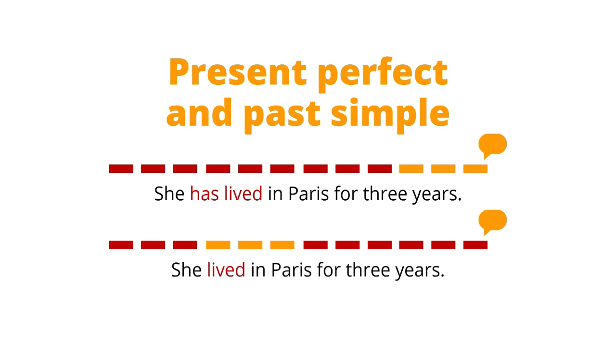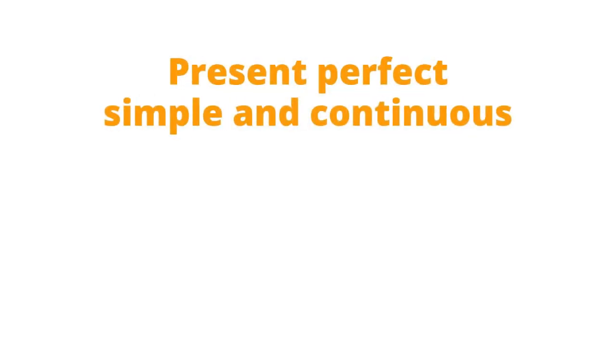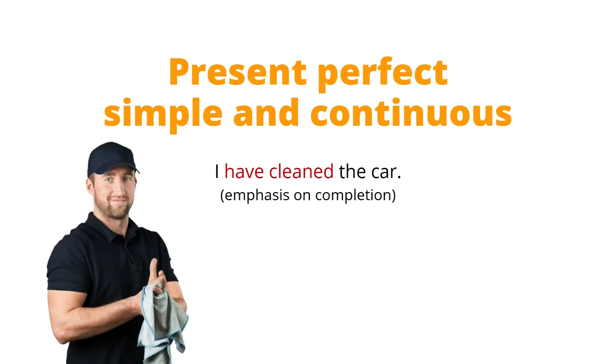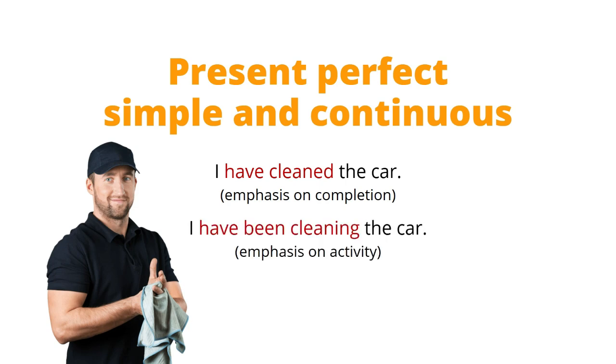Now we have to go on to compare the use of the simple and the continuous forms of the present perfect. Now, I can say this sentence, "I have cleaned the car." "I have been cleaning the car." Neither of these sentences has any time mentioned. But when somebody says, "I have cleaned the car," the emphasis is usually on the completion. When people use the continuous form, they're emphasizing the activity, or sometimes the duration of the activity.